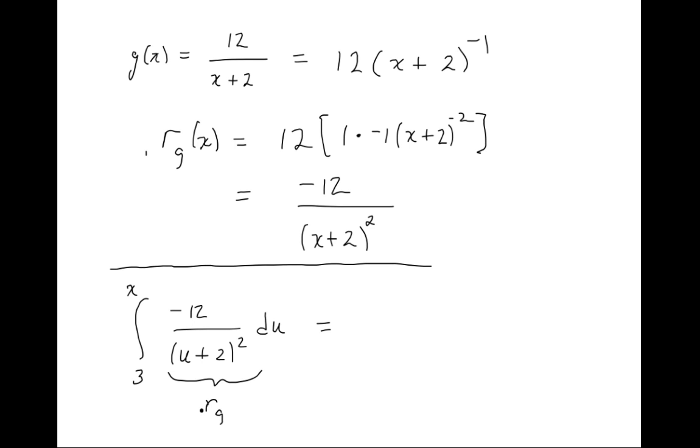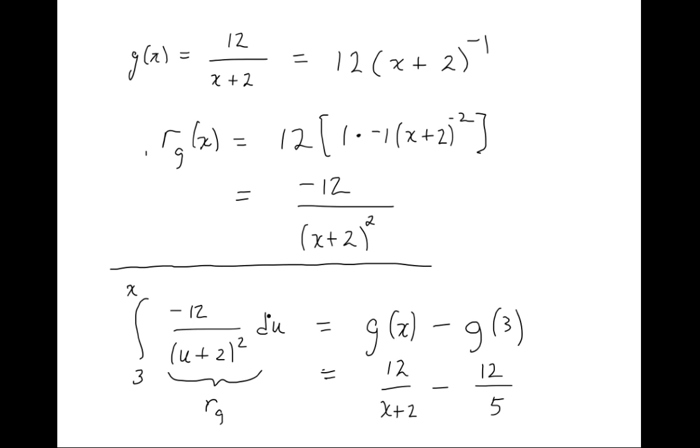If it's the net accumulation of g from 3 to x, how else could we write it? It's the total change in the function g from 3 to x. So if it's the total change in g, then we can write it this way. And now we can write the closed form. What is g of x? 12 over x plus 2, minus, what's g of 3? They all said 12 over 5.